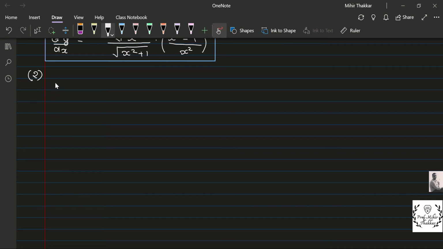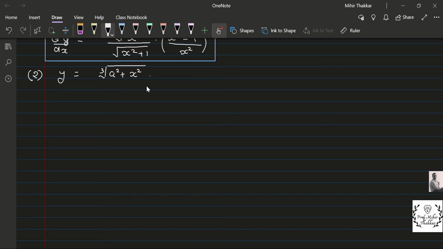It says y is equal to cube root of a square plus x square. Yes. Now we have a formula for the derivative of square root of x, but we don't have a formula for the derivative of cube root of x.